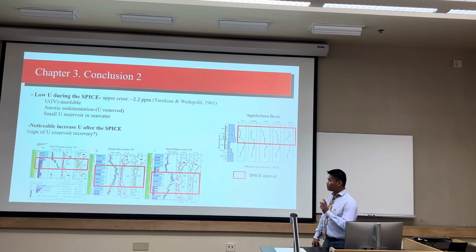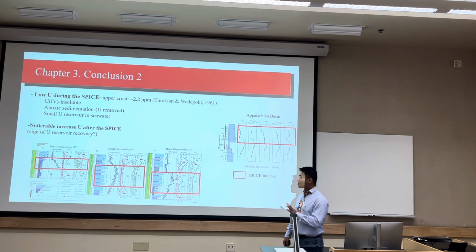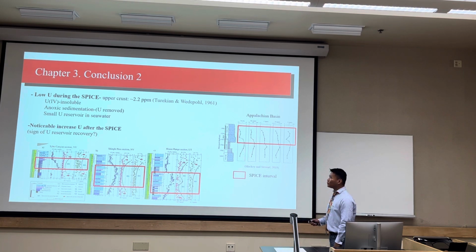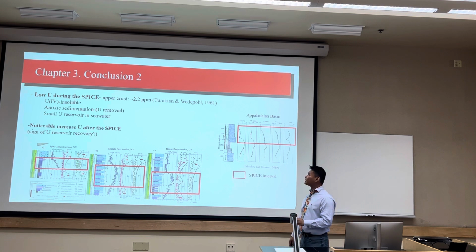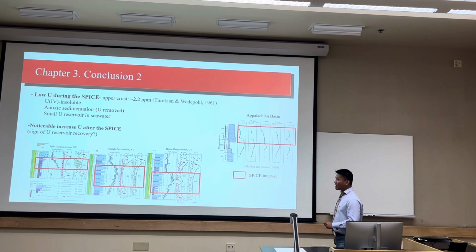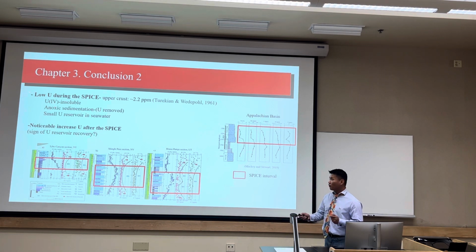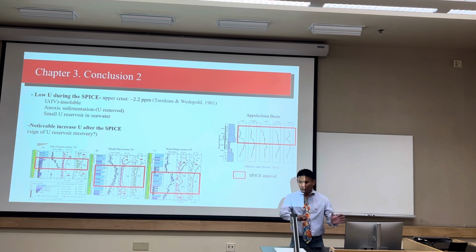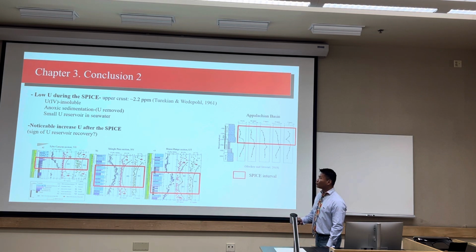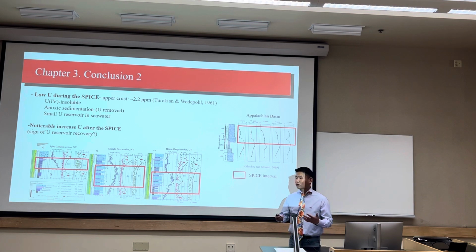So the second conclusion of chapter 3 is we see low uranium concentration during the SPICE event. It is so low, even lower than the upper crust value, like 2.2. It means that uranium during the SPICE event was all being reduced to uranium-4. Uranium-4 is considered insoluble, and anoxic sedimentation will remove all this uranium-4 to the sediment. That's why it creates a small uranium reservoir in the seawater. That's why you have a low concentration.